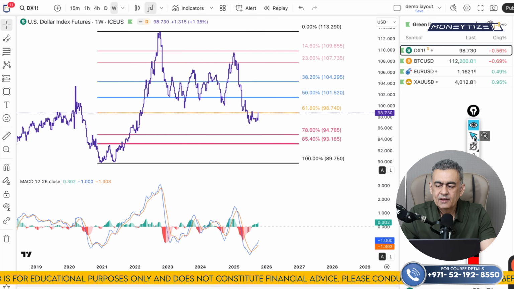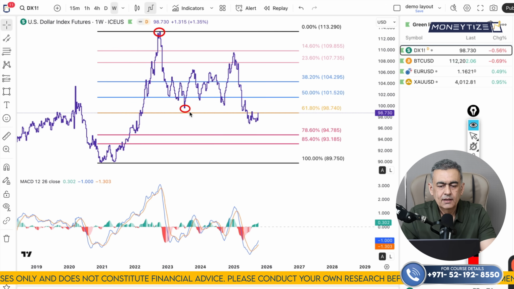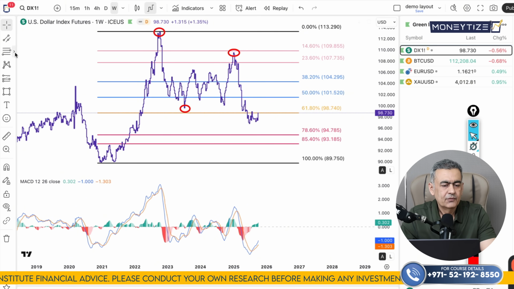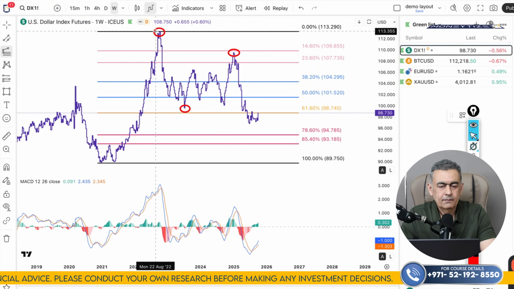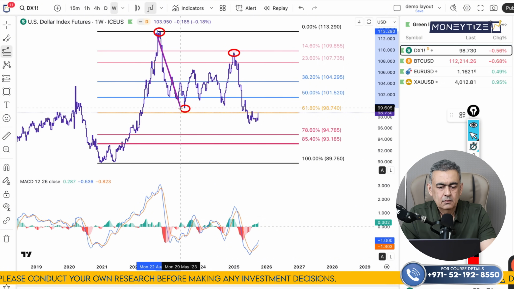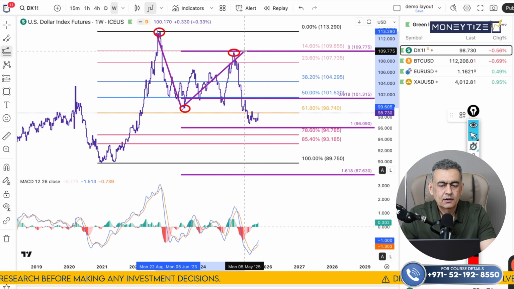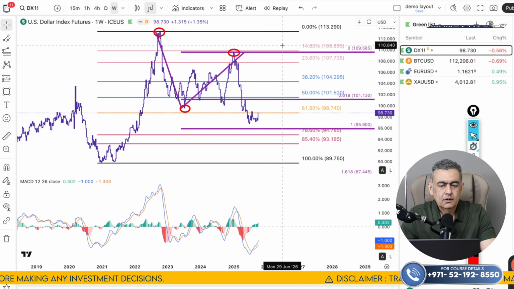I'm going to apply fib extension, so I'll start from the highest here, point A, point B, and point C. So I'm going to connect the fib extension in the downward direction here. So let's apply. A and B connected, and now I'm connecting point B to point C here. And that's it.